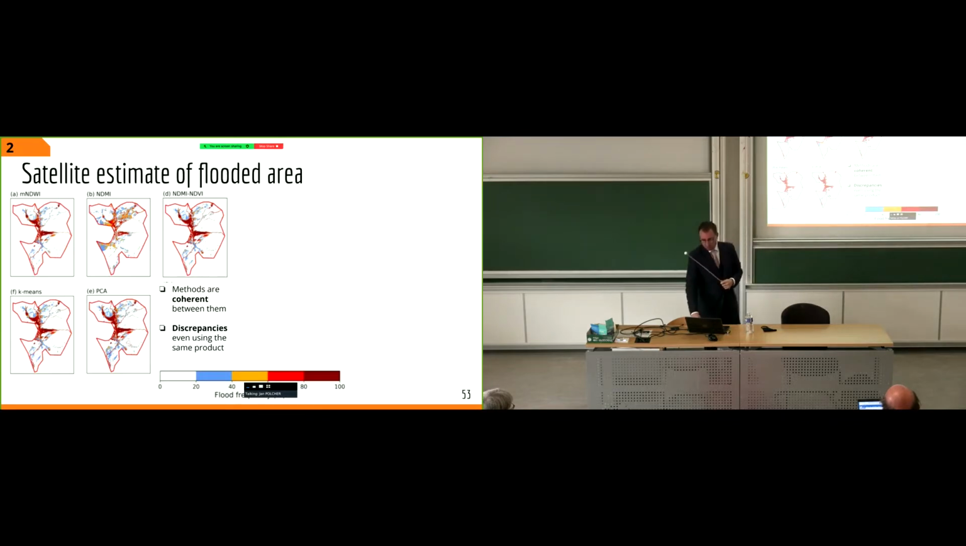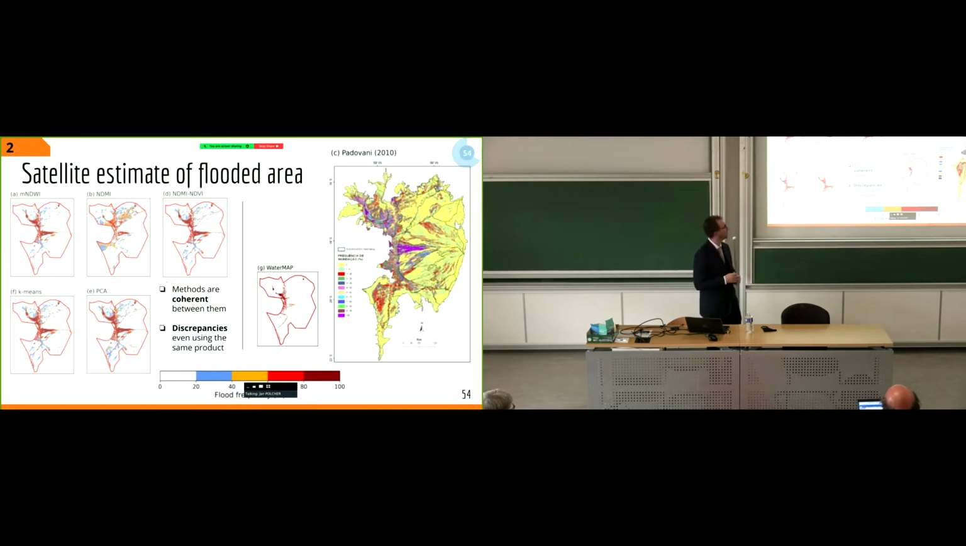And if we compare this to the literature, you can see here a study from Padovani, which was also using MODIS but with different methods. You can see that it's coherent with these results, but we also have some differences which are related to the method used. And you can also see WaterMap, and in this case it's also coherent, but WaterMap only highlights the presence of deep water. So you just have the main Paraguay River and the lakes along the main Paraguay River.